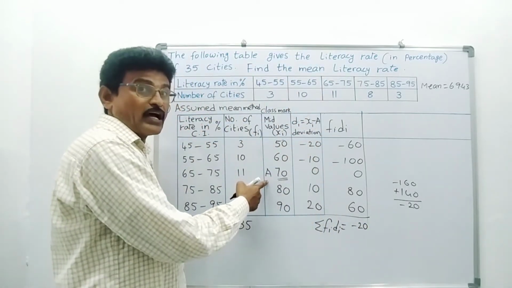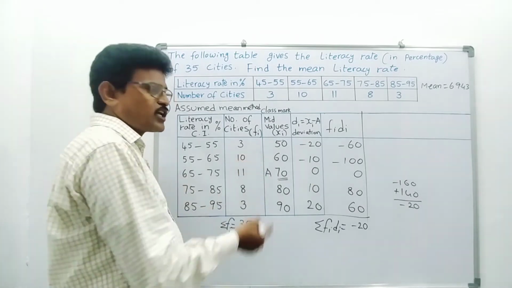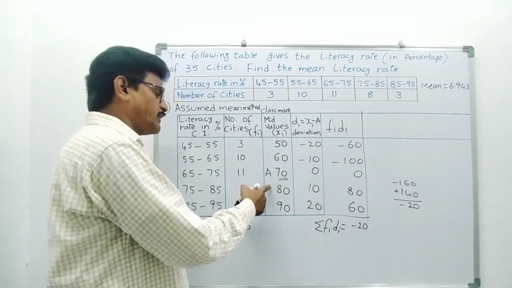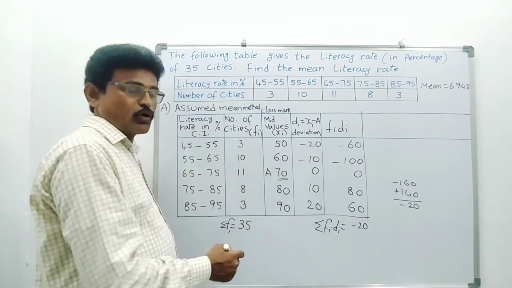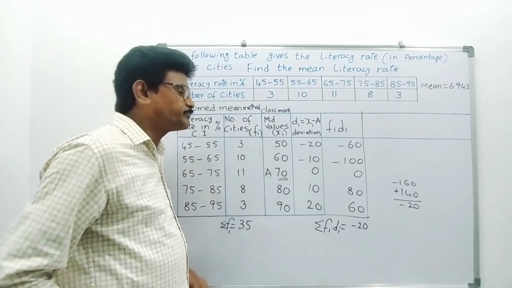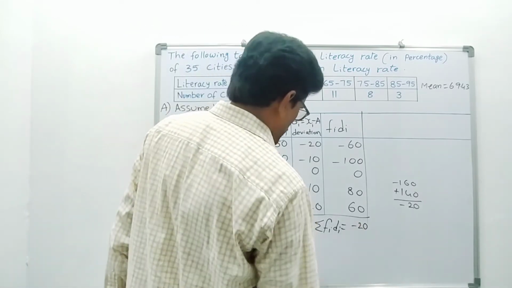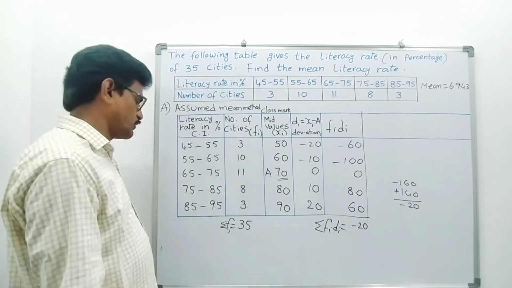Depending upon the assumed value, you will get different values. Suppose if you assume 60 also, you will get the answer. Or 80, that time also you will get the answer. So you won't get any confusion here. You can assume any value from the center. Right, here sigma fi di is there, and sigma fi is already 35. Already we calculated that one.